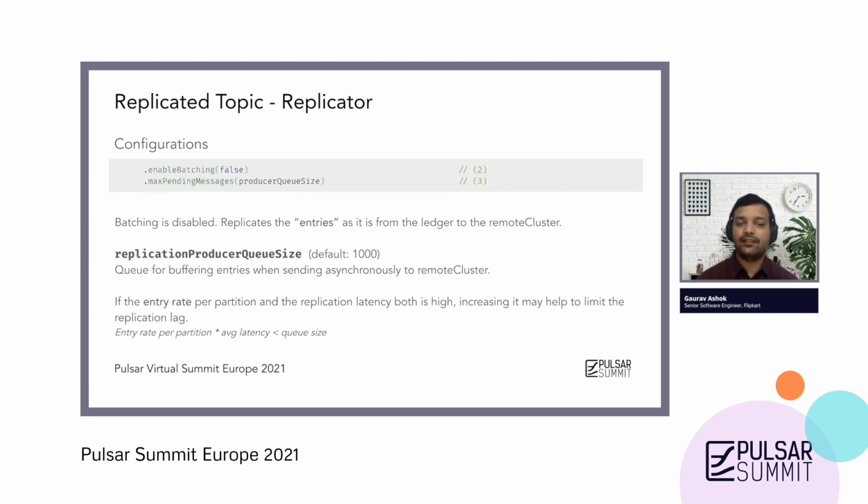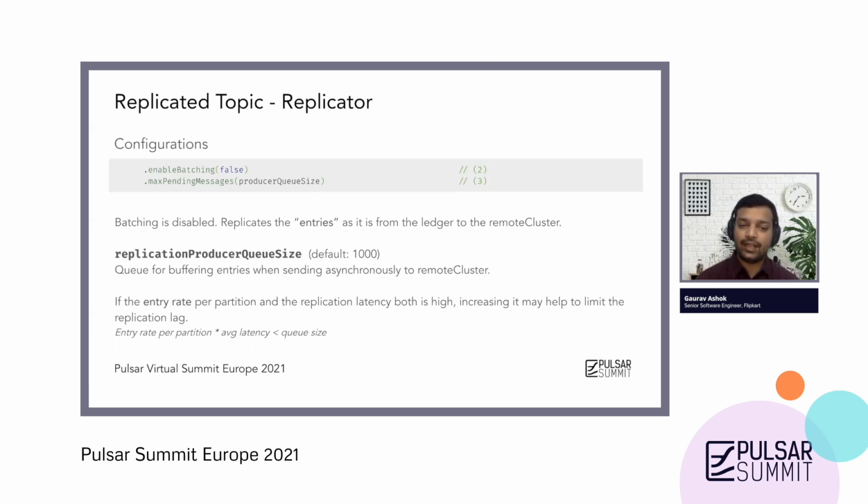So the replicator will just fetch the entries as is from the ledger, and it will push them to the remote topic. Why is it important? Well, when it creates the producer, it will specify the producer queue size, and it will buffer all the entries while sending asynchronously to the remote cluster.